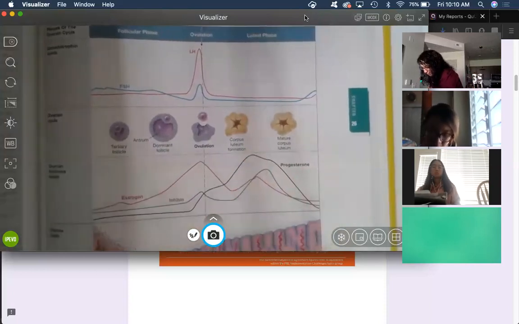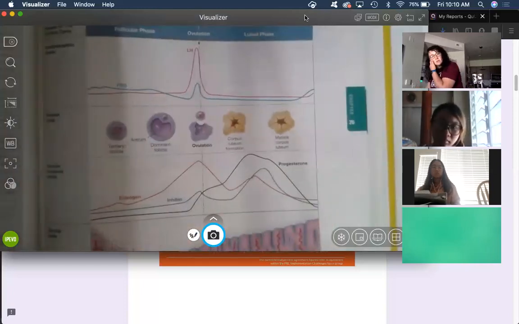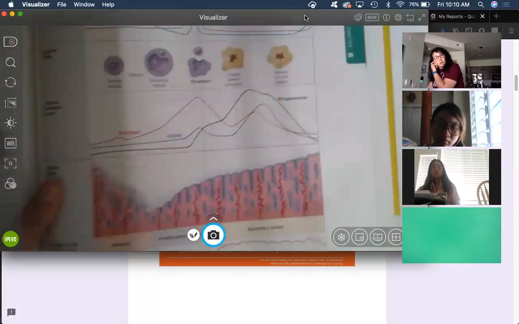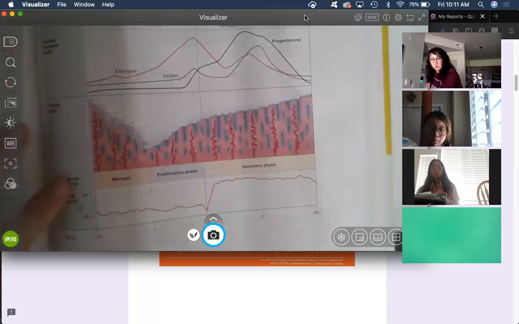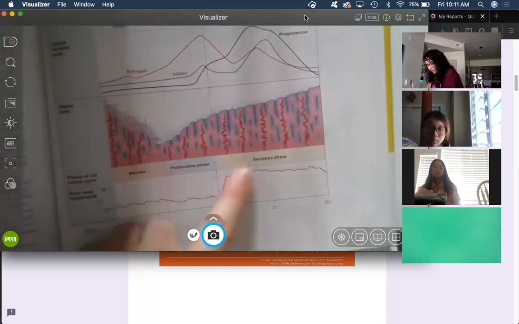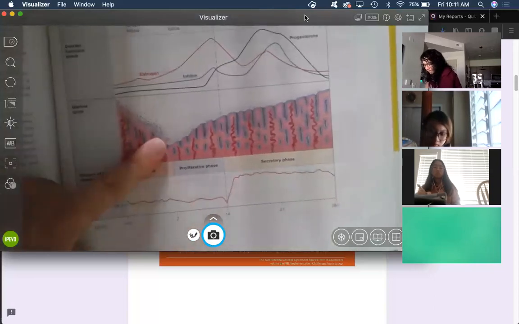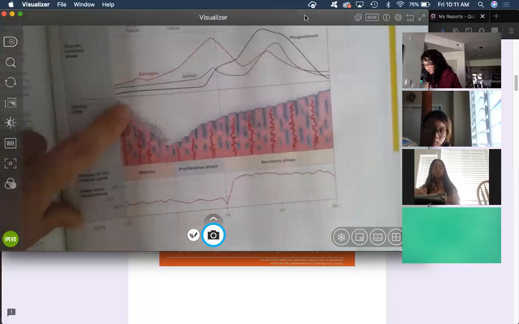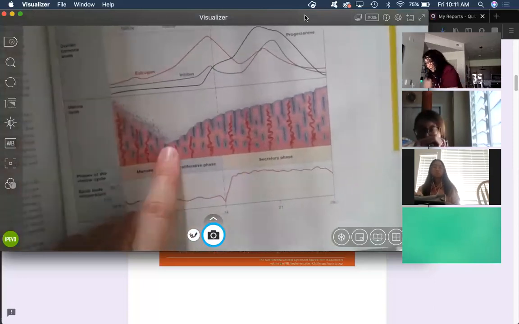So look here, we're looking at what happens to the egg. We have hormones here. At the bottom here, this is the uterine wall. You can see there's basically 3 phases here. Menses is the phase where the uterine wall sloughs off, and that is what we refer to as your period. And then the uterine wall will build up over the other basically 24-ish days.